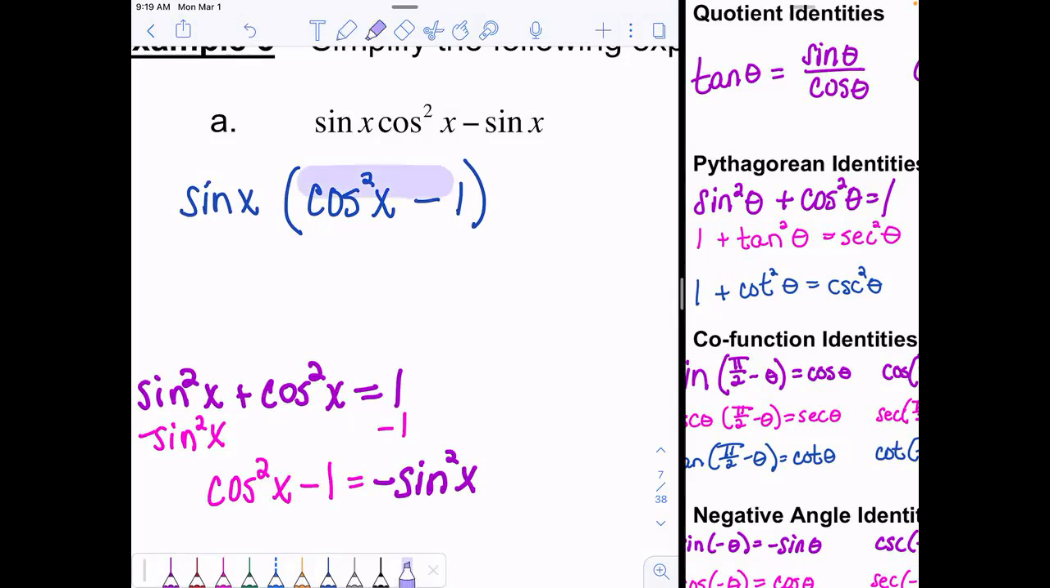So in my expression, we have the cosine squared x minus 1. In my identity, it's equal to negative sine squared. Substitution says you can replace an expression with whatever it's equal to. So instead of keeping the cosine squared x minus 1, we're going to replace it with the identity that it is equal to, and that is negative sine squared.